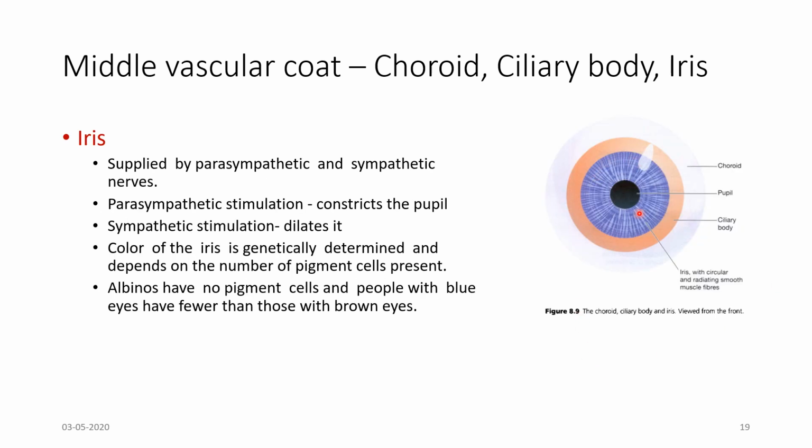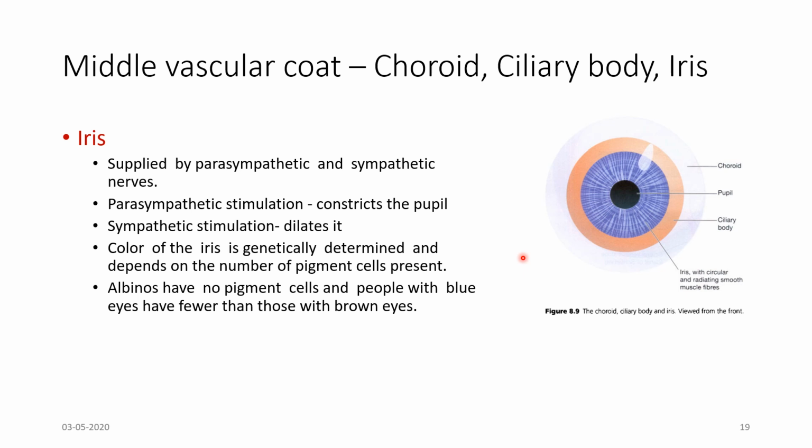The iris is supplied by both sympathetic and parasympathetic nerves. Parasympathetic stimulation causes constriction of the pupil, whereas sympathetic stimulation causes dilatation of the pupil. The color of the iris is genetically determined, and it depends on the number of pigment cells that are present.